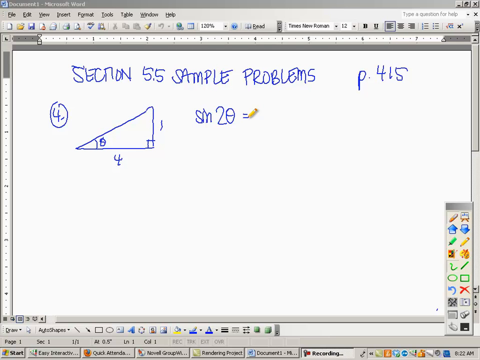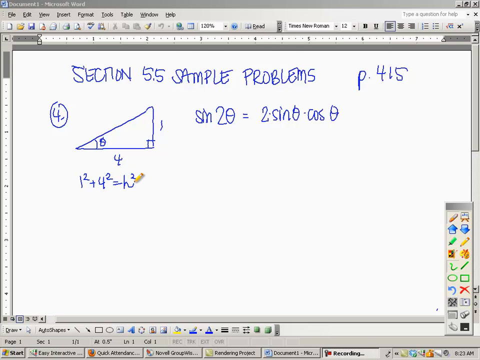Now we're going to use the formula. The formula for a double angle for sine is 2 times the sine of the angle times the cosine of the angle. And I would start every question with what formula you're going to be using, because there are so many formulas in this section. I need to know the hypotenuse for sine and cosine. So 1 squared plus 4 squared is going to equal the hypotenuse squared. So 16 and 1 is 17, and when I square root it, I get the square root of 17, and 17 cannot be broken down.